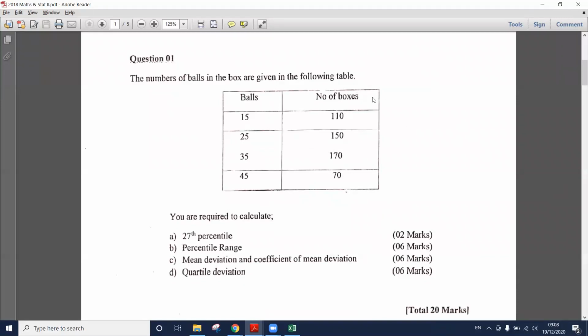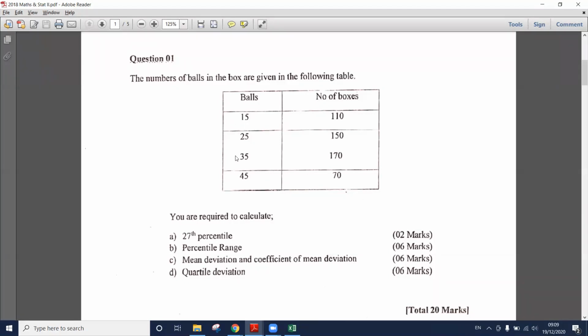Right, balls and number of boxes. There are 170 boxes with 35 balls. There are 70 boxes with 45 balls. Like that, the distribution is given, and we are required to calculate these things: 27th percentile, percentile range, mean deviation, coefficient of mean deviation, and quartile deviation. Right, this is for 20 marks.